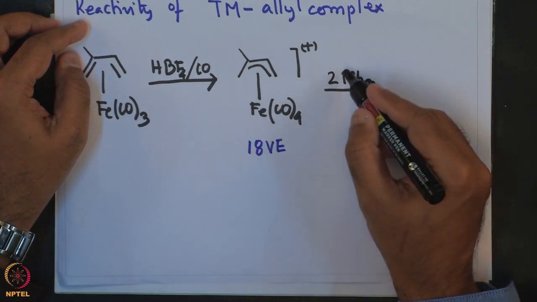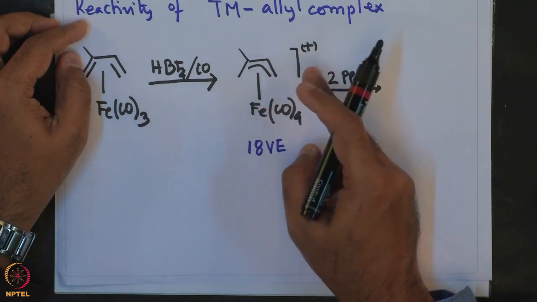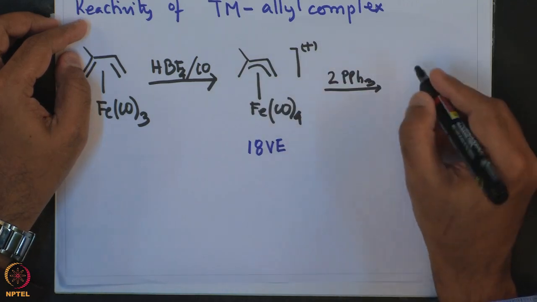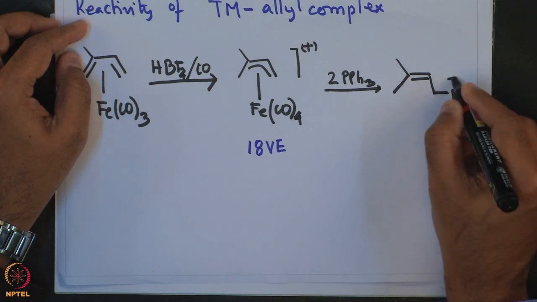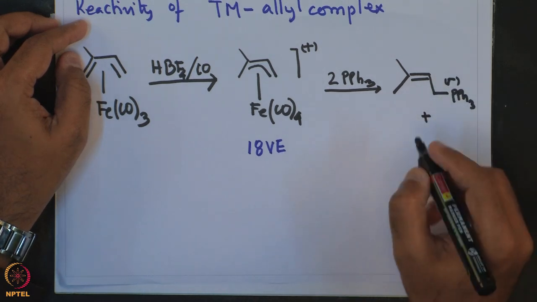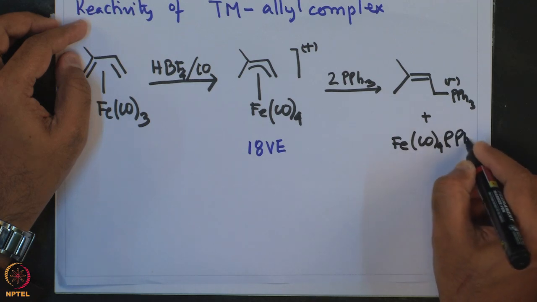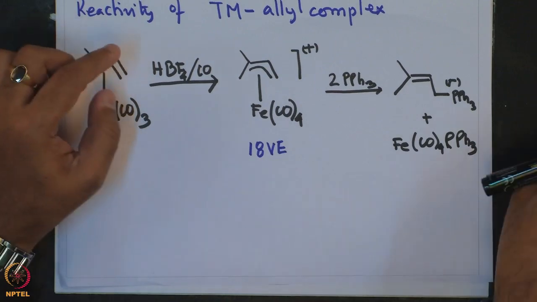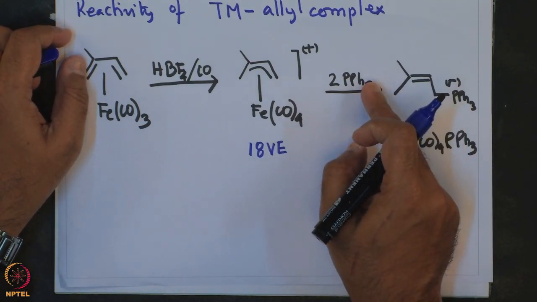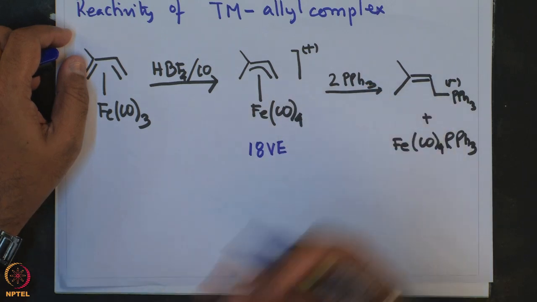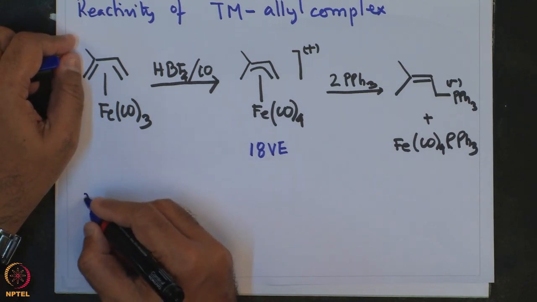resulting in the attack of the phosphine moiety onto this olefin with the formation of this olefinic compound and iron carbonyl phosphine, the way it is shown over here. So, this reaction is not only limited to triphenyl phosphine, but is generic to a variety of nucleophiles, and as a result, a large number of compounds can be obtained through this method.